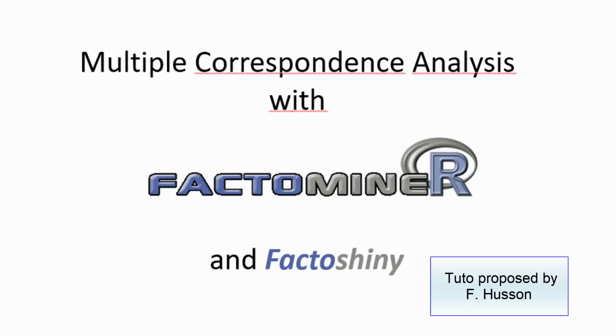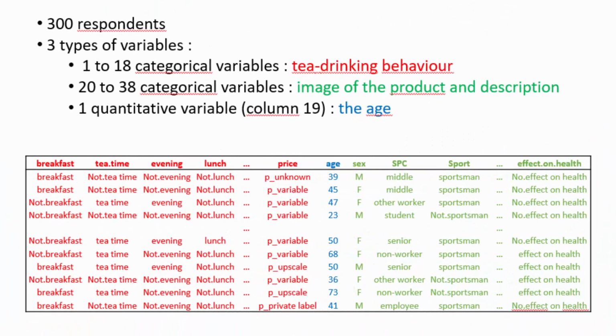We are now going to see how to do MCA using FactoMineR. The dataset we're going to use deals with tea consumption. A questionnaire was answered by 300 people and there were 3 types of variable in it. 18 variables dealt with how tea is consumed.